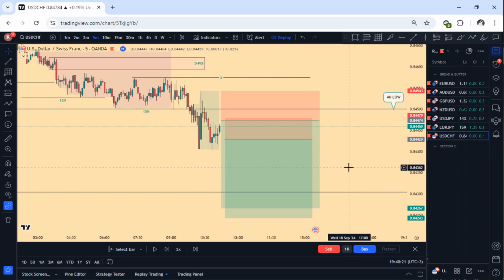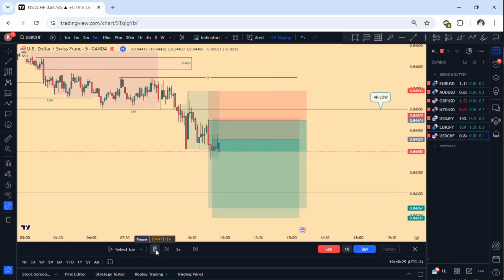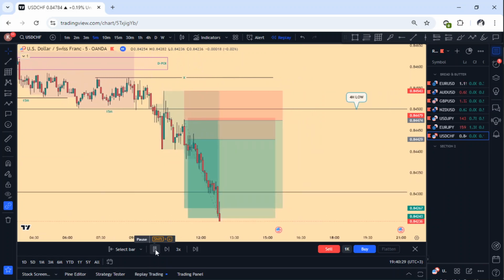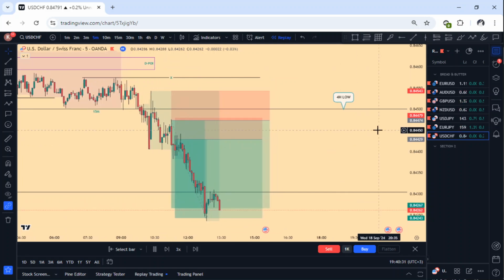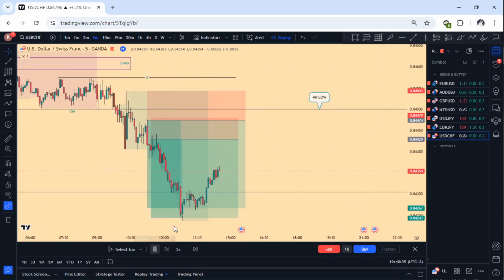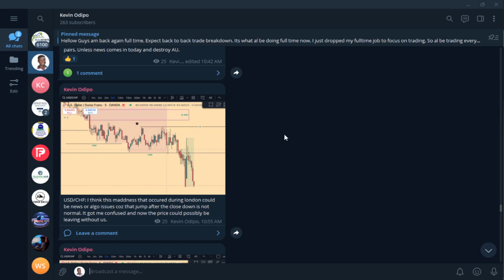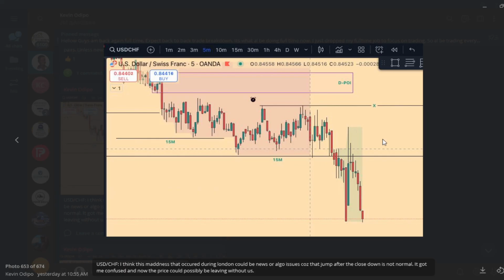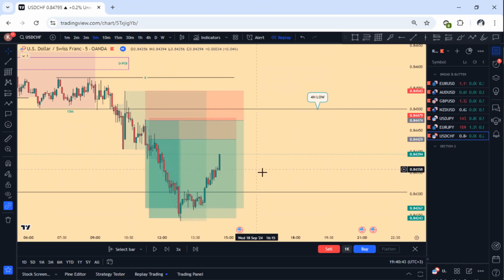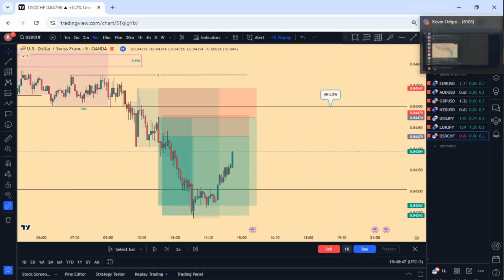Let me explain how I managed to take this trade, and it's marked at least a 1 to 6 risk to reward trade, and everything is documented in my Telegram here. This is how it all started, and this is how it all ended. So I documented it somewhere here.